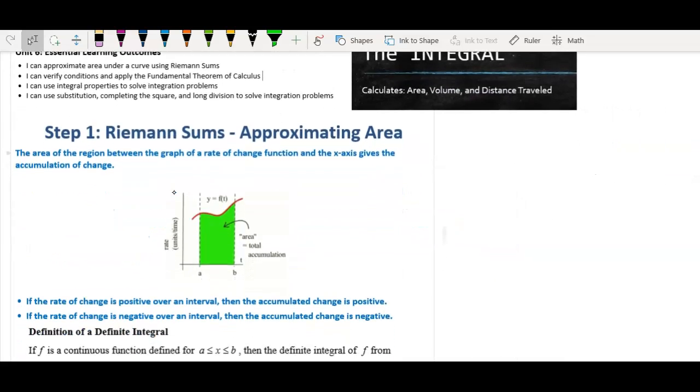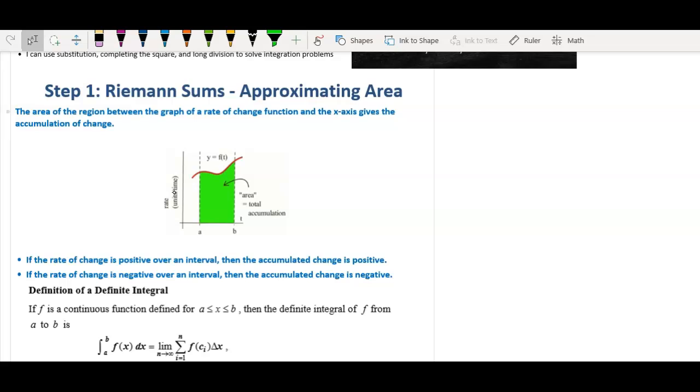So Riemann sums, we're approximating area using geometry. The area of the region between the graph and the rate of change function. So the rate of change function is the derivative, f prime of x. And the x-axis gives the accumulation of change. So it's the graph of the derivative between the graph and the x-axis. We get the total accumulation of whatever the unit is.